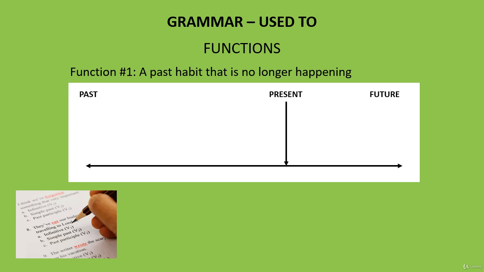The grammar point used to is a very useful piece of grammar and quite easy to use as well, and it has two very similar functions. Let's look at the first one. We use used to describe a past habit that is no longer happening. So here's our timeline, and here's an example.